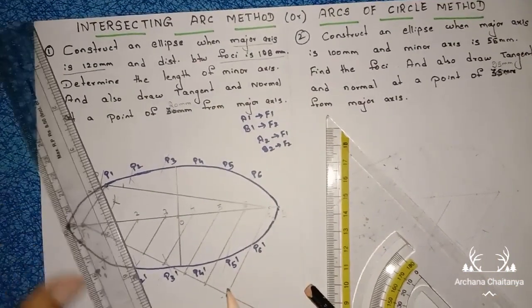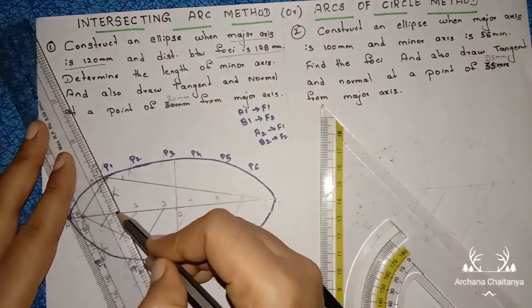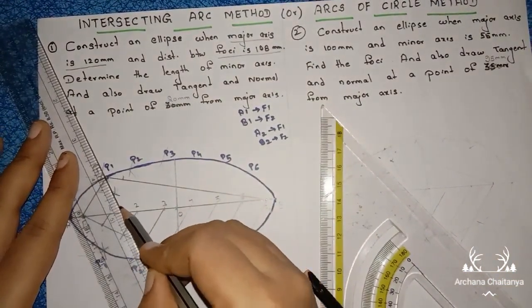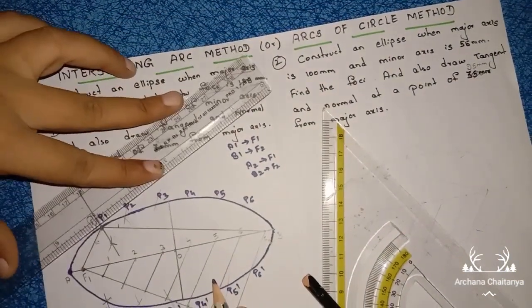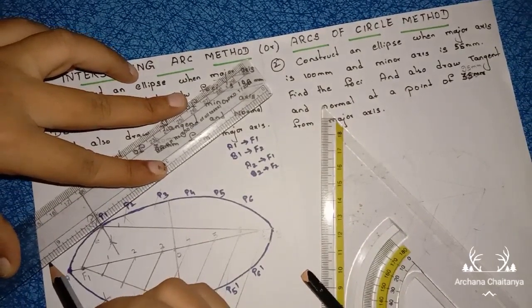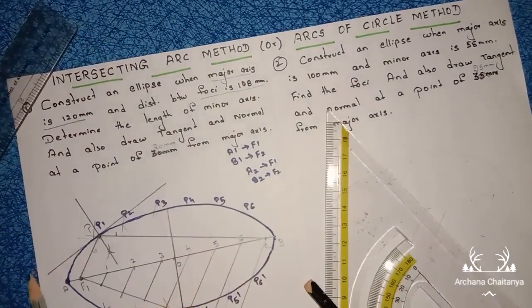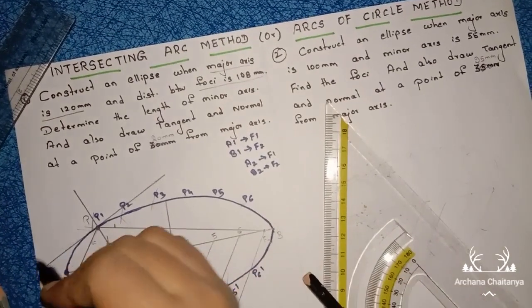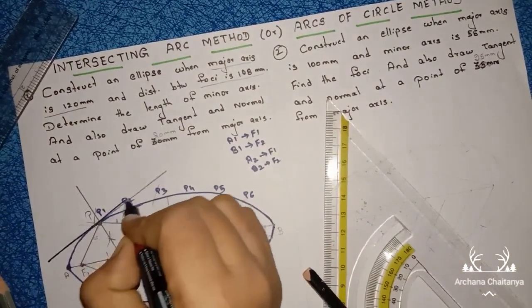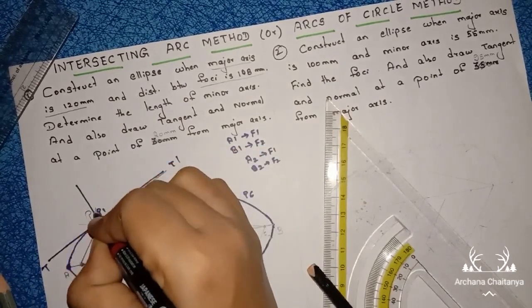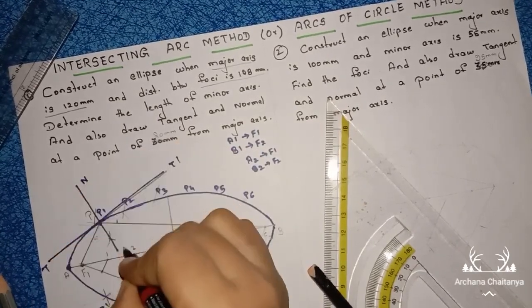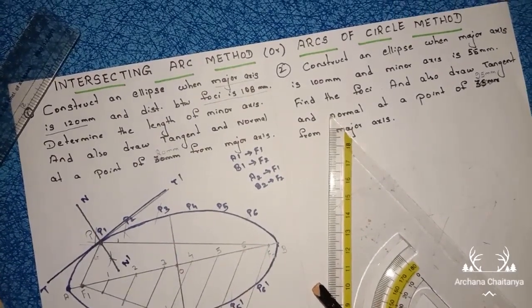So if you join that arc, the intersection of arc and line, this is nothing but your normal. Right? And perpendicular to normal is here, tangent. Right? Here tangent and normal also should be dark. This is also output. So tangent is T dash. Normal is here N dash. Right?